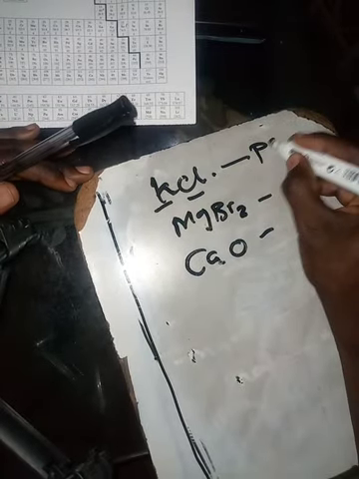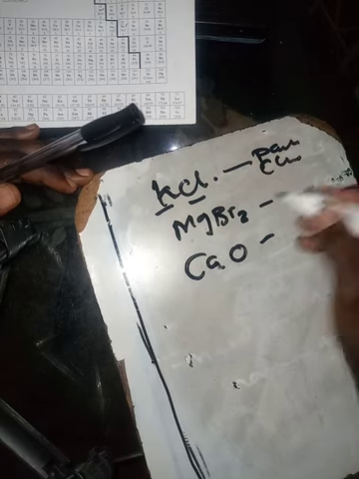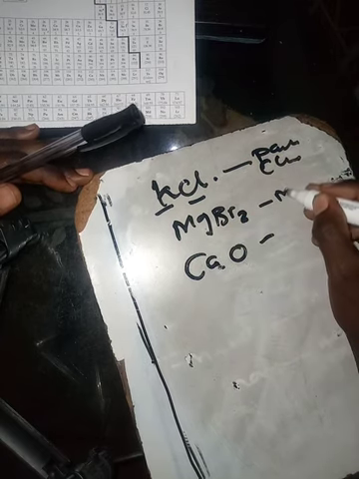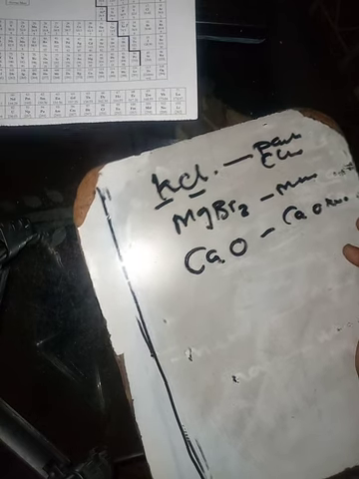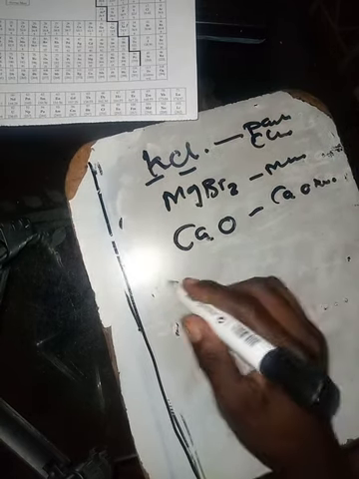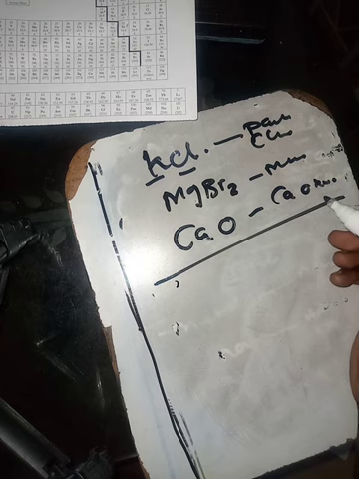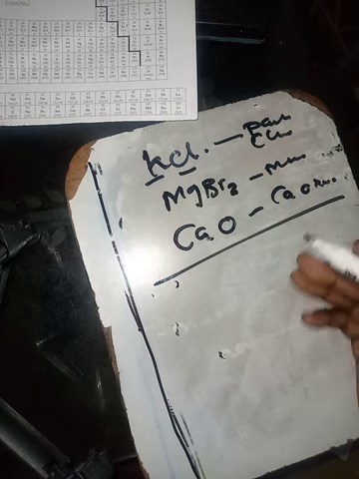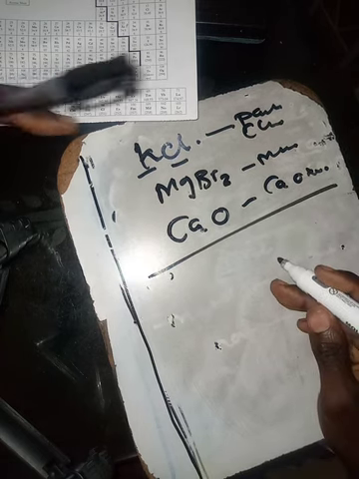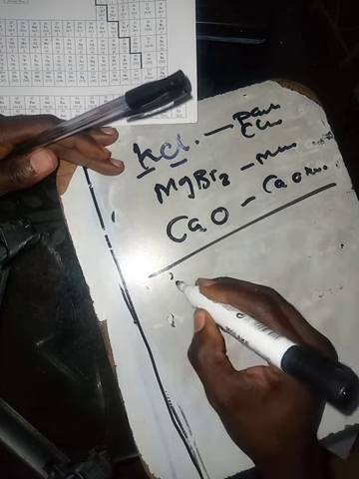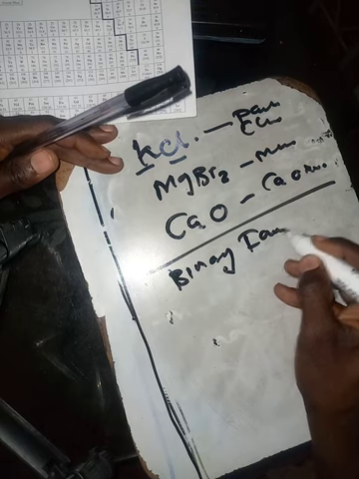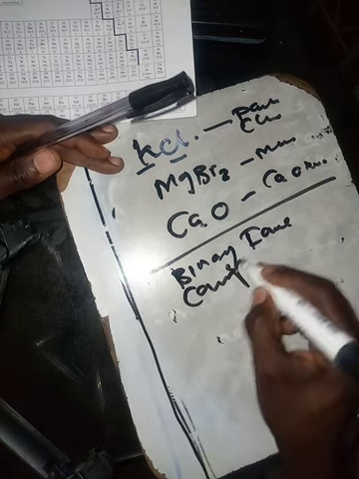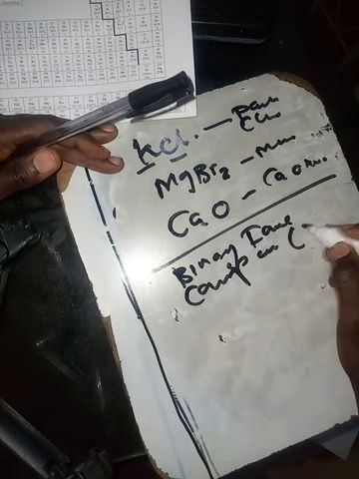So here it's potassium chloride. Then this is magnesium bromide. Then this is calcium oxide. So here is the first part, which is kind of simple. Then let's go to binary ionic compounds type 2. Binary ionic compound, which is type 2.